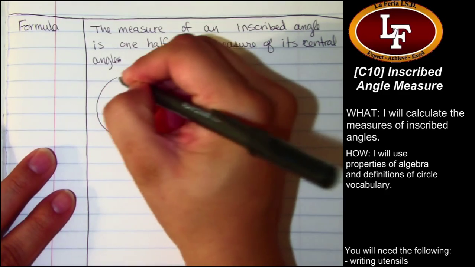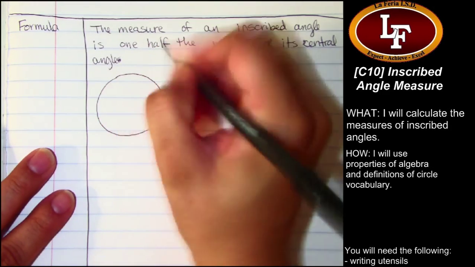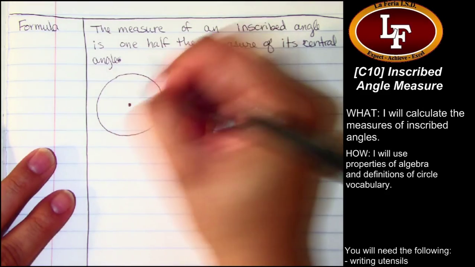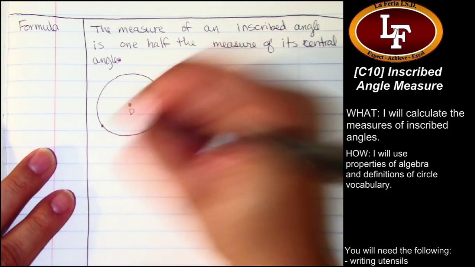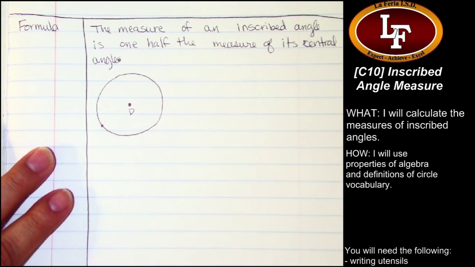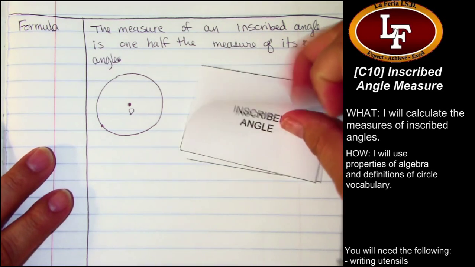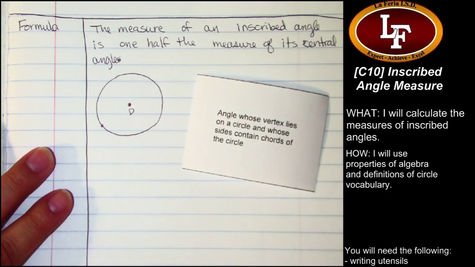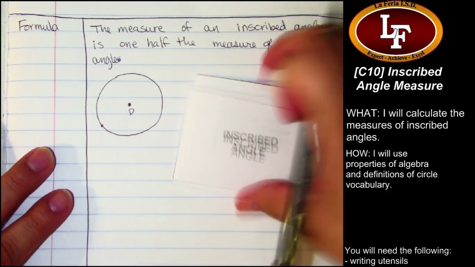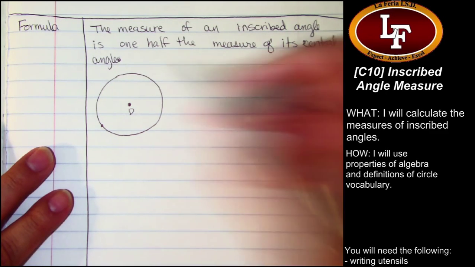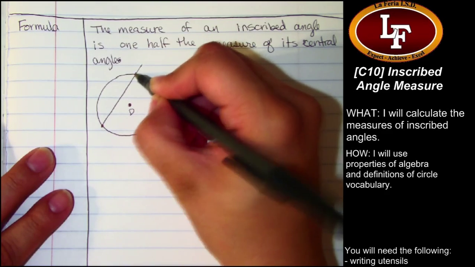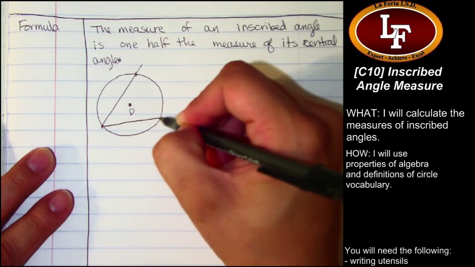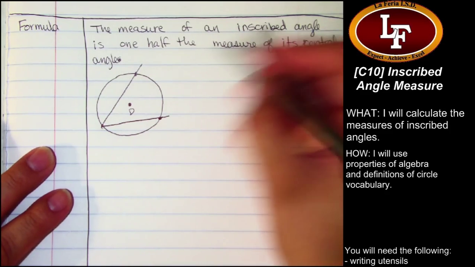I'm going to draw a circle. Yes, I'm drawing by freehand. You're welcome to do that also. There's our point. Let's call it D. And then let's draw some sort of inscribed angle. Recall that an inscribed angle is going to be an angle whose vertex is on the circle, and the sides of this angle contain chords of the circle. That means that these are segments that intersect the circle at 2 points. One point is the vertex, and the other point is somewhere else on the circle. So something like that, that would be an inscribed angle.